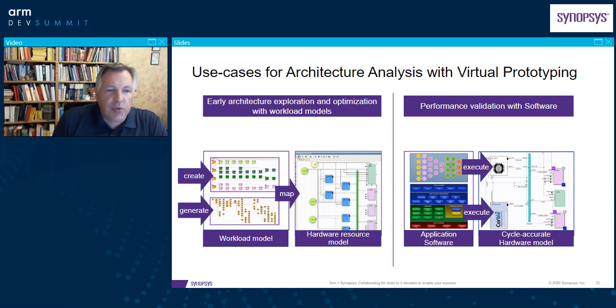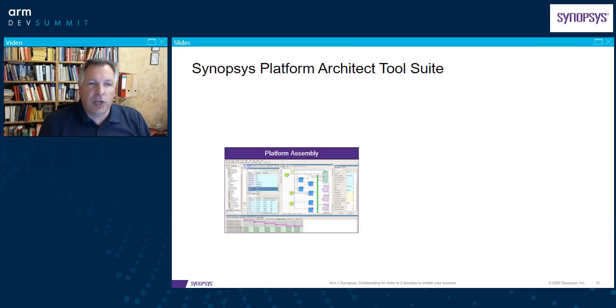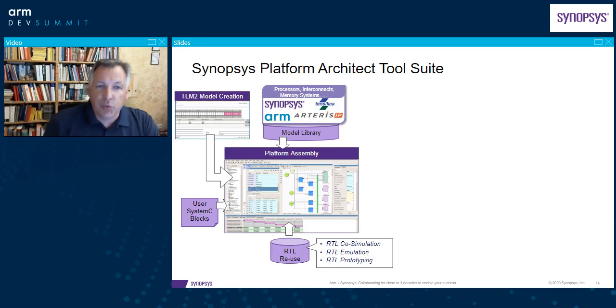With this system, you can also validate the prediction results you did earlier, and this way calibrate your higher-level model, so that for your next project or your next variant of this hardware, you have an even more accurate prediction. So these are the two most important flows for architectural exploration using Platform Architect. I talked a lot about Platform Architect now, so let's take a closer look at what this tool is.